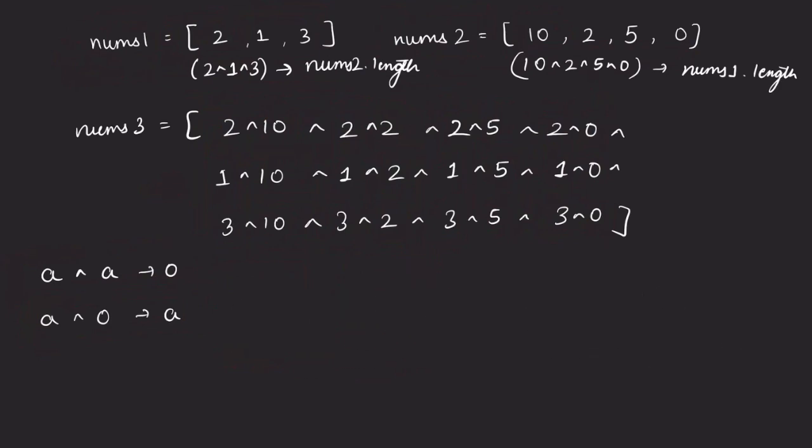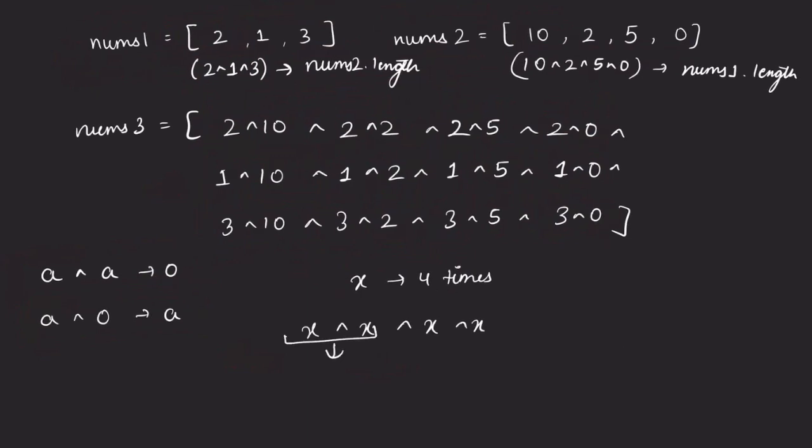Now, if you closely look at this particular thing, if I consider it as x, so x is being XORed equal to the length of nums2 times, which is 4, right? Basically, we are doing the XOR of x 4 times. So it will be x XOR x XOR x XOR x, right? Now, what is going to be the result of this?